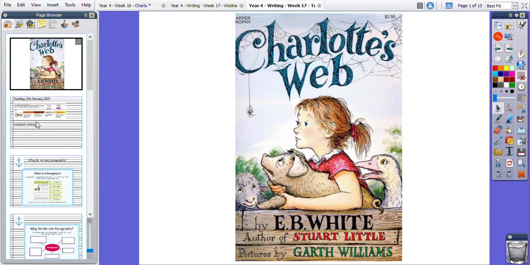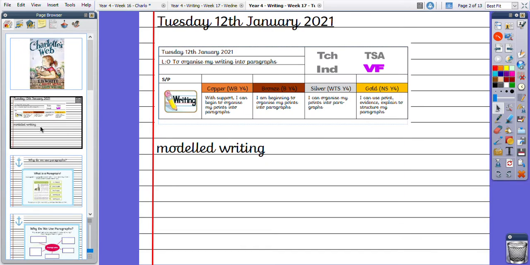Good morning, Year 4. Our English lesson today then, we are moving into writing our persuasive letter. So we are focusing on using paragraphs in our writing.